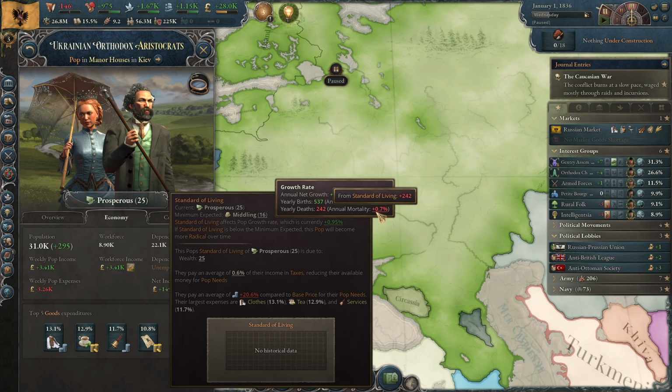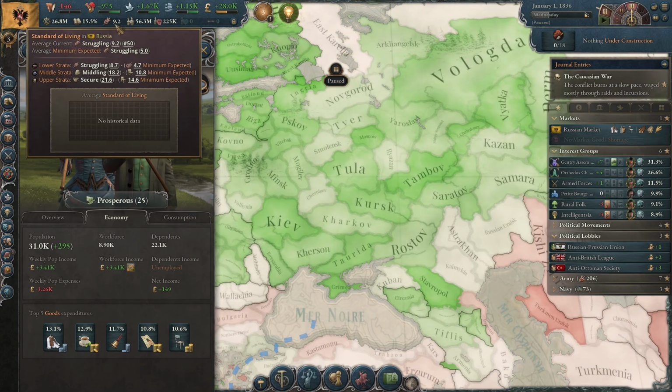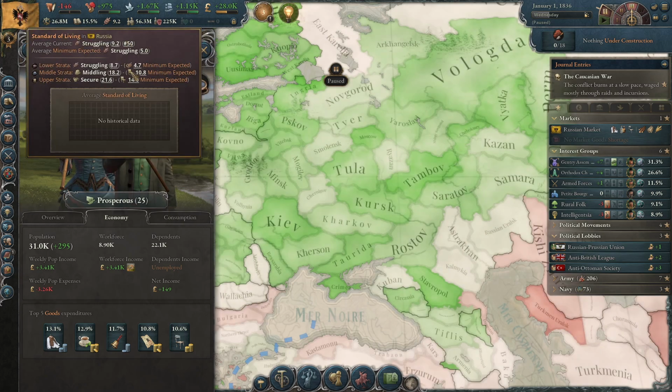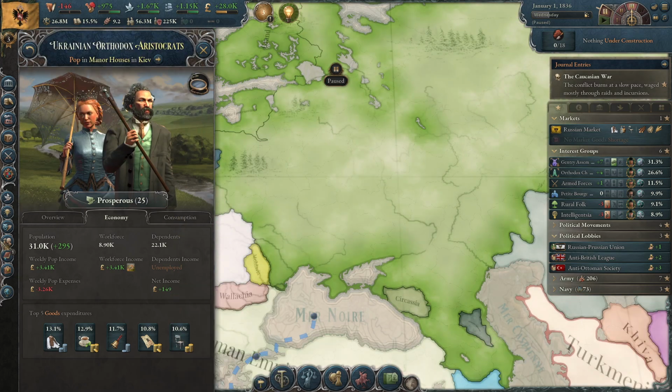Standard of living will also affect the birth rate and mortality rate of pop groups. Generally speaking, as your standard of living grows from, say, 9 towards 20, your pop growth will increase over time. So as this average number gets larger, especially for your lower strata, who will usually make up most of your pops for much of the game, people grow faster, until around standard of living 20, when it really starts to fall off because the birth rate and mortality numbers start to get a lot closer together.